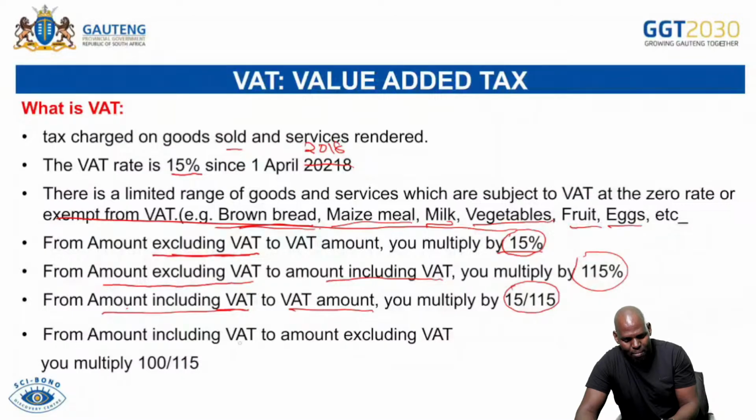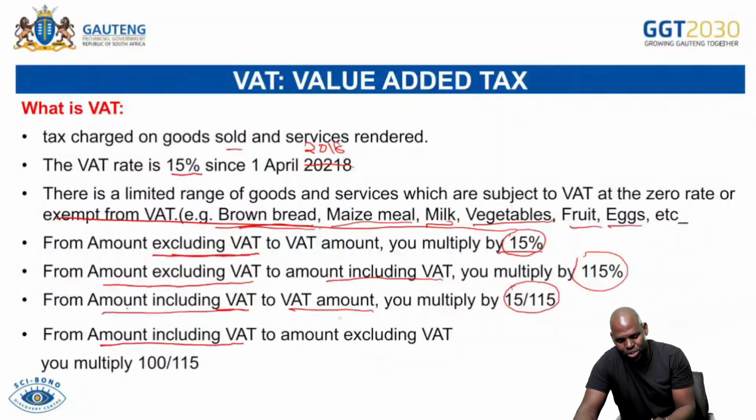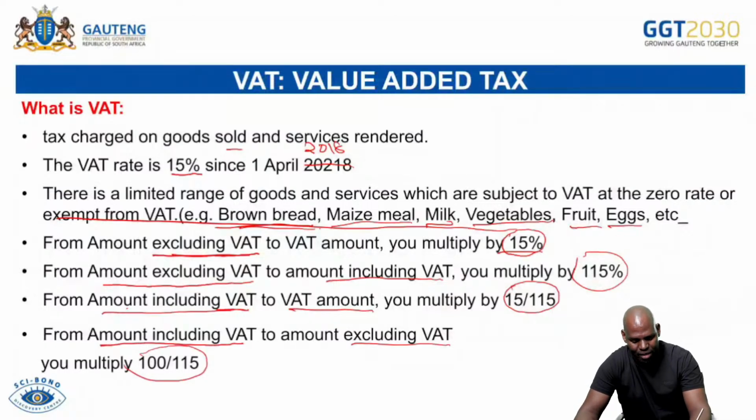Then from an amount including VAT, now this item, the price of the item is including VAT. Now we want to know the cost of this item excluding VAT. Then you're going to multiply by 100 over 115, or some of you will divide by 1.15. It depends on how your teacher has taught you. But you will see that all these calculations are actually relevant to what you have done in the classroom.